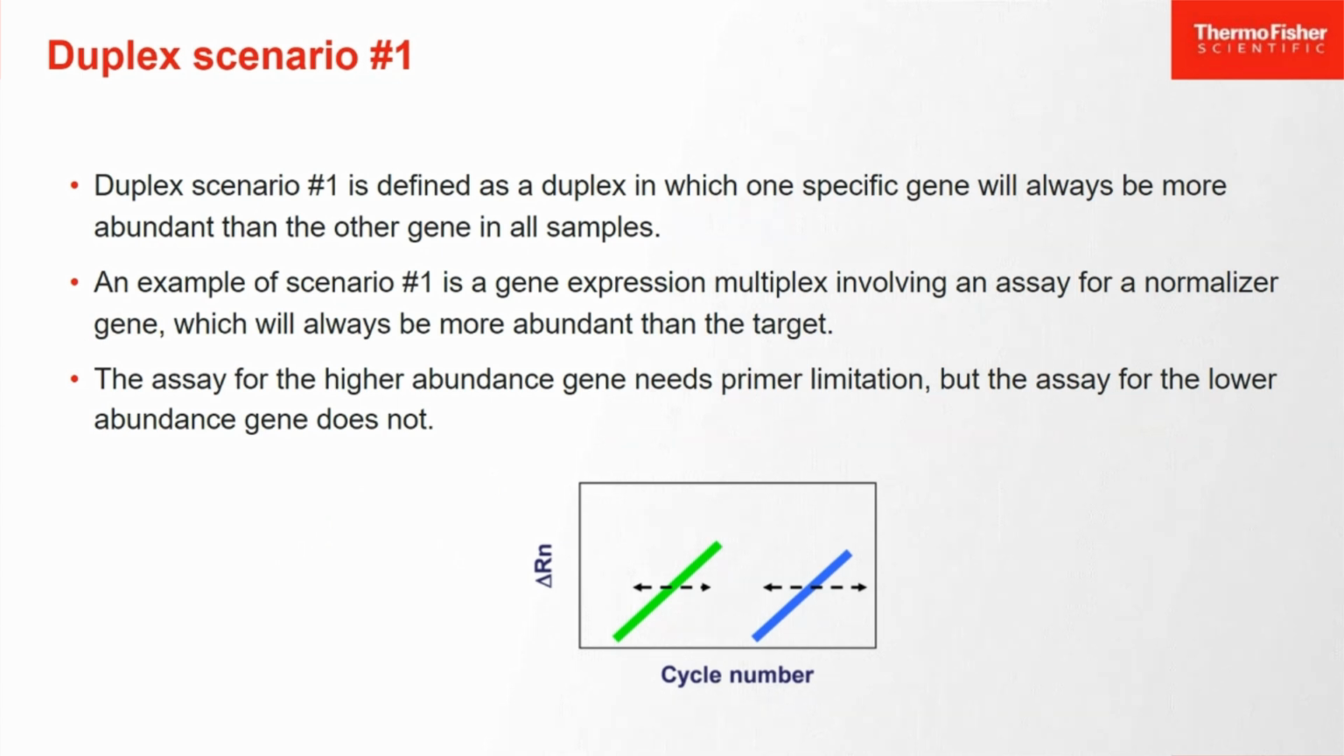So I'll start with what I arbitrarily call scenario number 1, and that is one gene will always be more abundant than the other gene in all samples. A good example of that is gene expression, where the normalizer gene is very abundant, maybe like ribosomal, GAPDH, things like that. And so we would never expect the target to be more abundant than the normalizer. So in that case, it's only the normalizer assay that needs to be primer limited. The target assay does not.